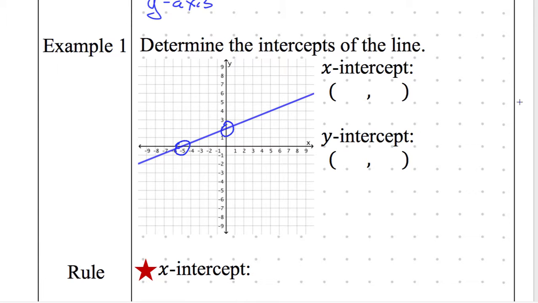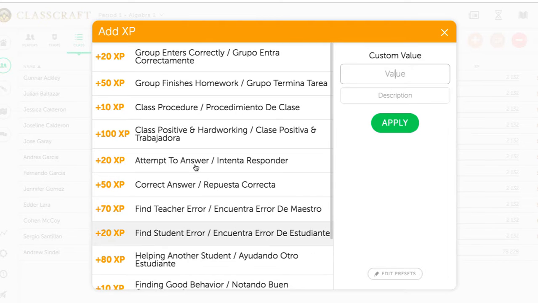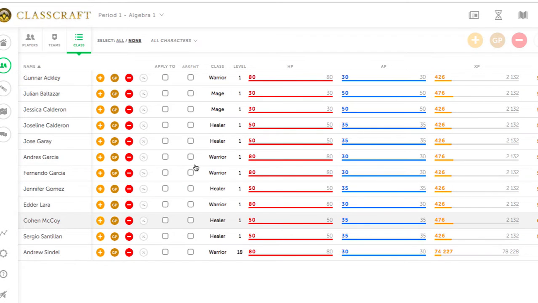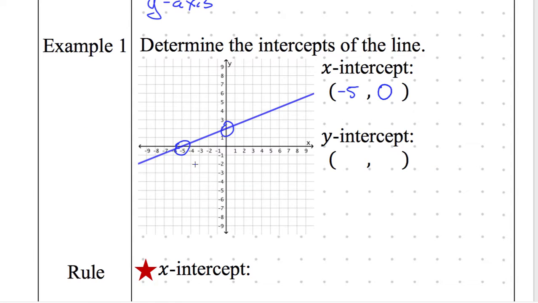Sergio. -5, what? -5, 2, like that? Not quite, but you did have it half correct. Does someone want to correct Sergio? You can turn in your participation card, Sergio. Cohen? -5, 0. Thank you, Cohen. Turn in your participation card. Cohen, you get the 50 and the correcting answer. And Sergio, you get your attempt. Nice. All right, and then therefore, this is -5, 0.